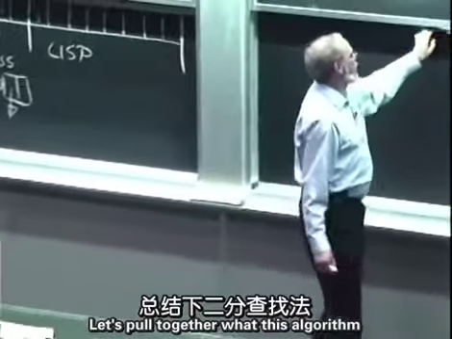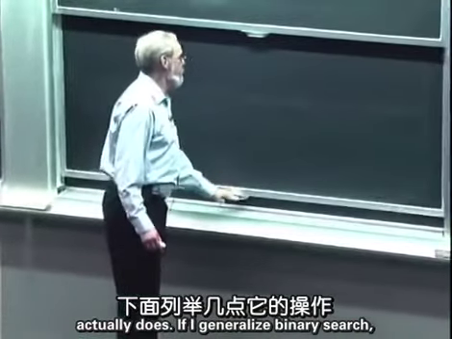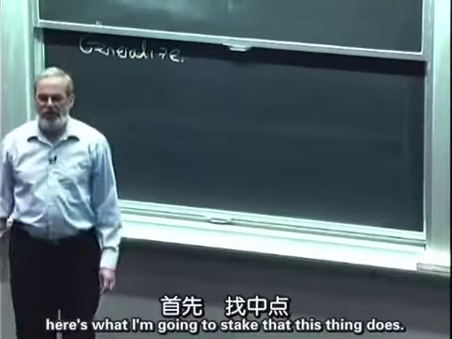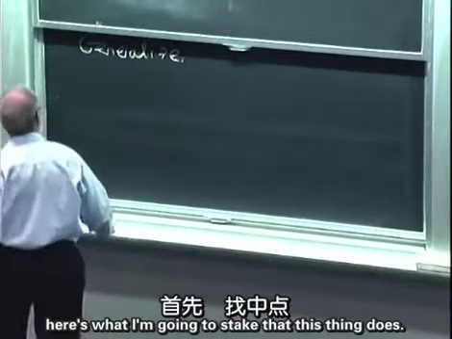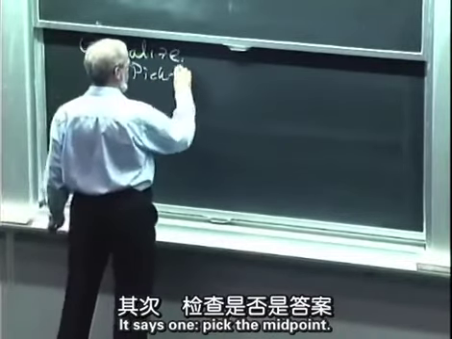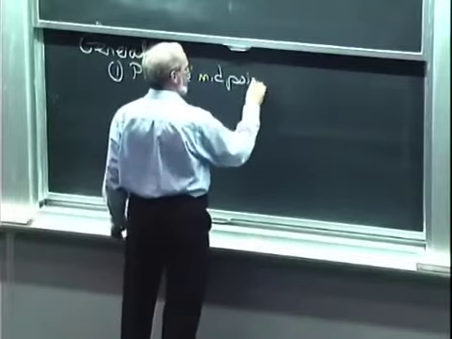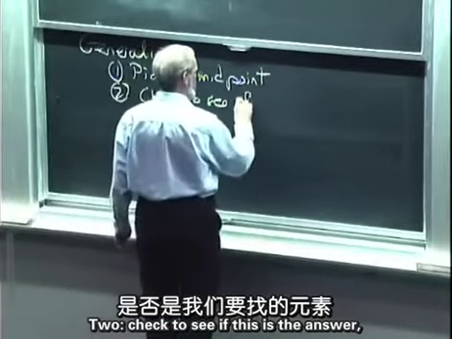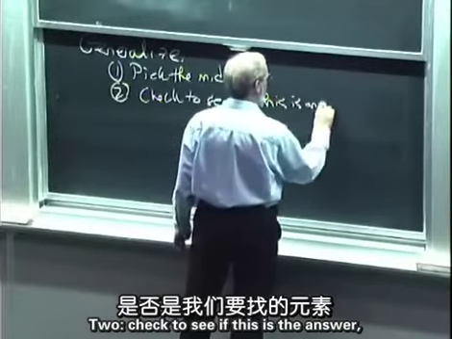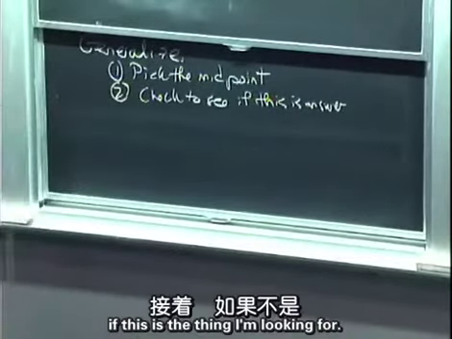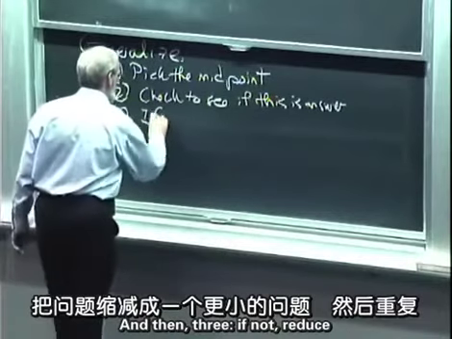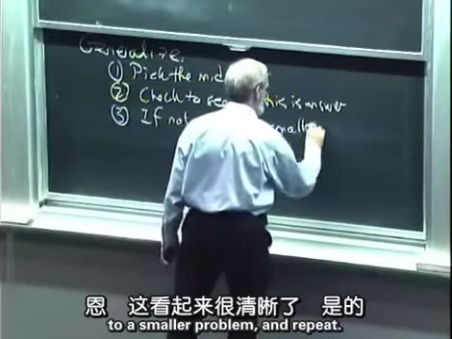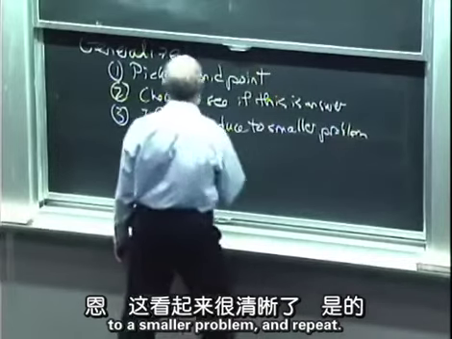Let's pull together what this algorithm actually does. If I generalize binary search, here's what I'm going to state that this thing does. It says 1. Pick the midpoint. 2. Check to see if this is the answer. This is the thing I'm looking for. And then 3, if not, reduce to a smaller problem. And repeat.